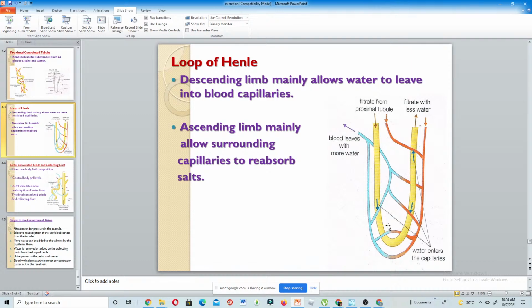You understand the loop of Henle, as in ascending and descending? Students, the ascending and the descending side, do you know which one is ascending and which one is descending? Thompson, yes or no? Alicia?